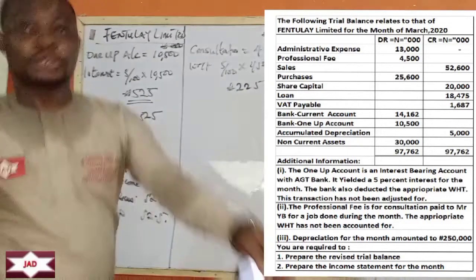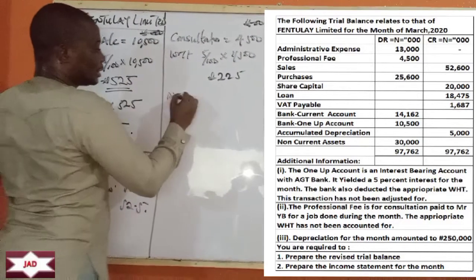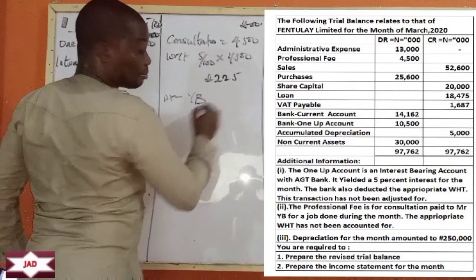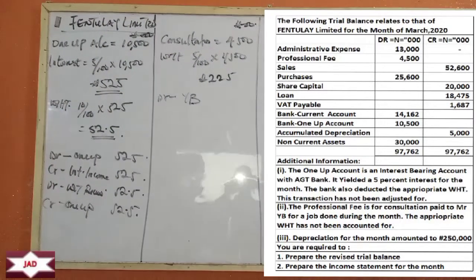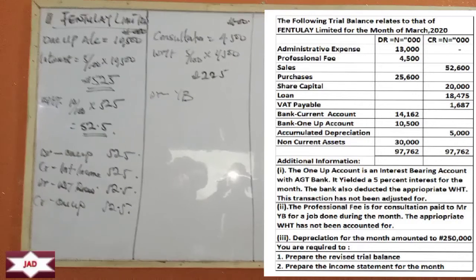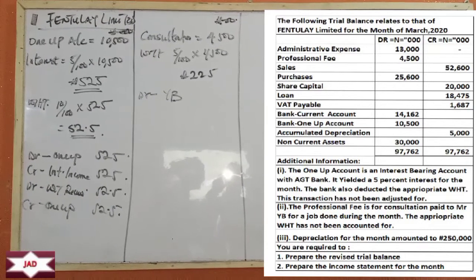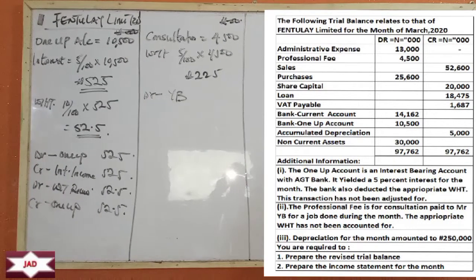So let's just do it based on the question now. So we say, debit what? YB. YB is his name, right? So let's debit YB there. YB, I can see YB. So YB will debit him with what?